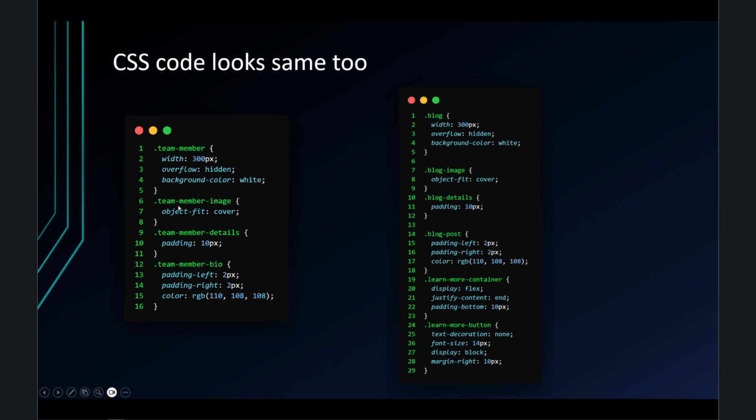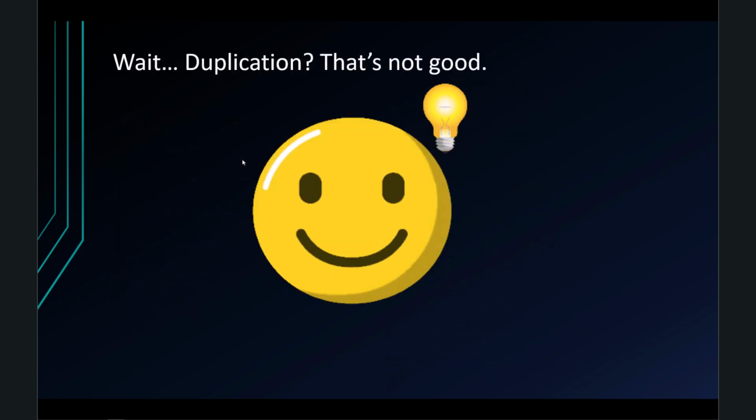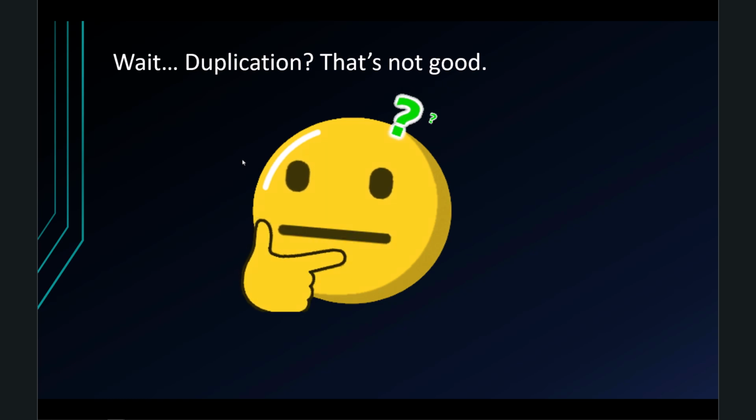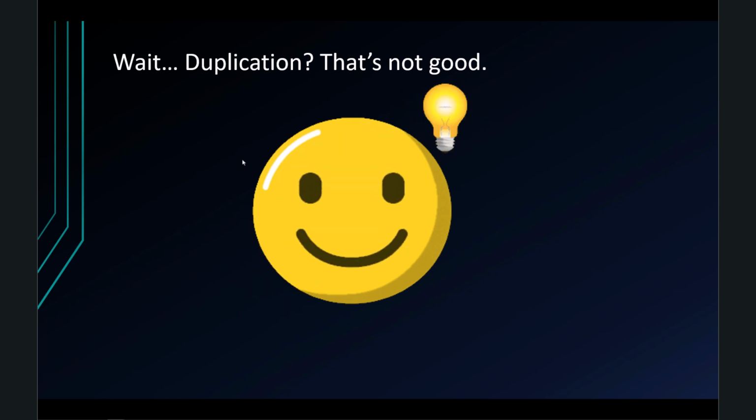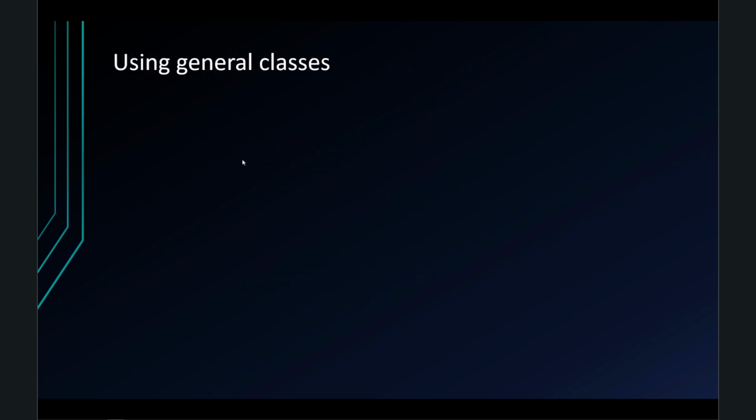So we have a team member image, we have blog image. So this CSS is similar to this CSS. So same like that, we have team member details, we have blog. So we have so many things common in both of these code blocks, and these are duplication. And you know what? Duplication is not good. But how can we solve this problem? We don't want the duplication. We want reusable code. So let's say we try to find a solution, and the solution is to generalize the classes.